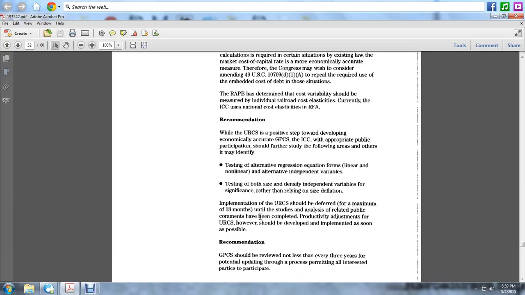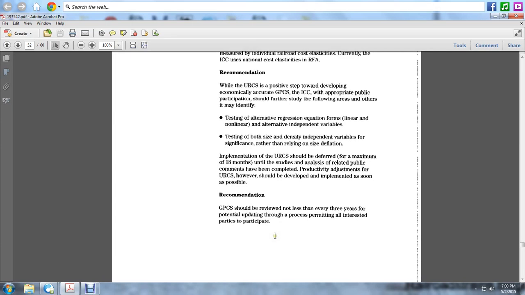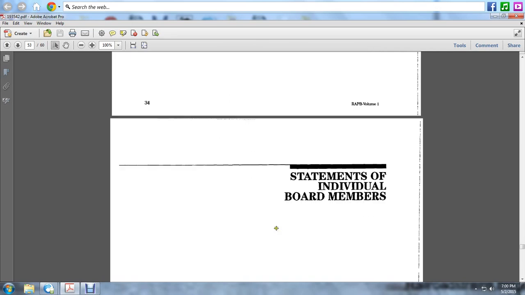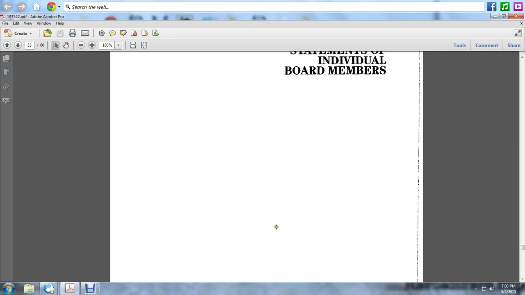Implementation of URCS should be deferred a maximum of 18 months until the study's analysis and public comments have been completed, but the productivity adjustments for the URCS should be developed and implemented as soon as possible. Recommendation: the GPCS should be reviewed not less than every 3 years, with a process for updating, permitting all interested parties to participate. Statements of individual board members.